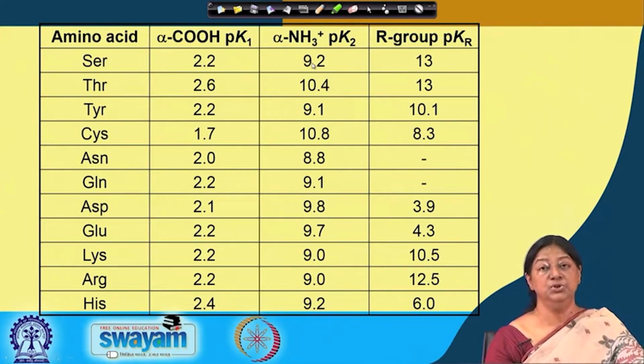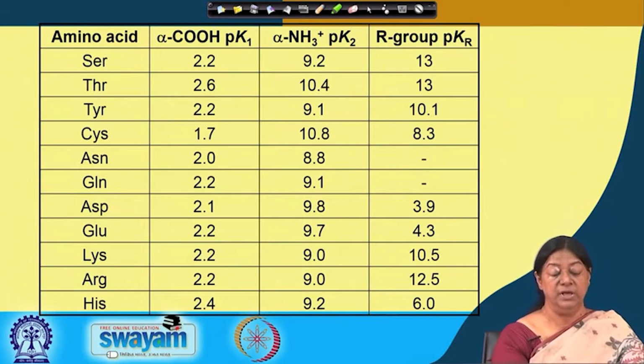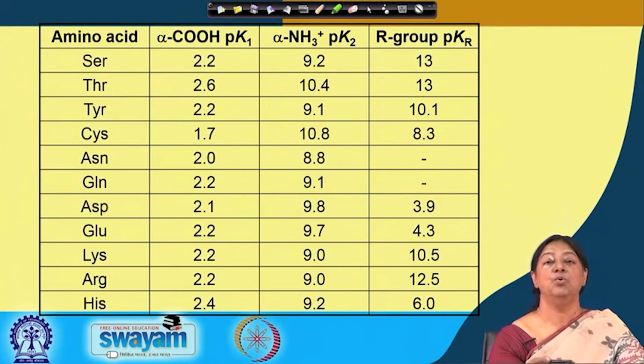But in addition to that, there are specific ionizable groups that are responsible for additional properties rendered to the amino acids, because they will lose additional protons because of the side chain characteristics. For example, aspartic acid has an additional COOH.